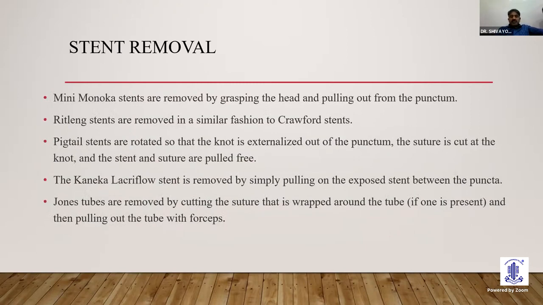Mini Monoka stents are removed by grasping the head and pulling it out from the punctum. It's again an office procedure.